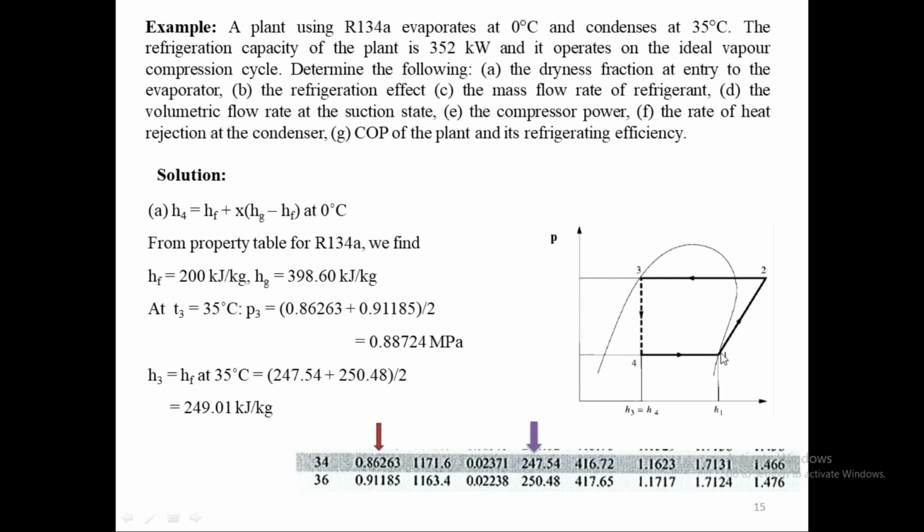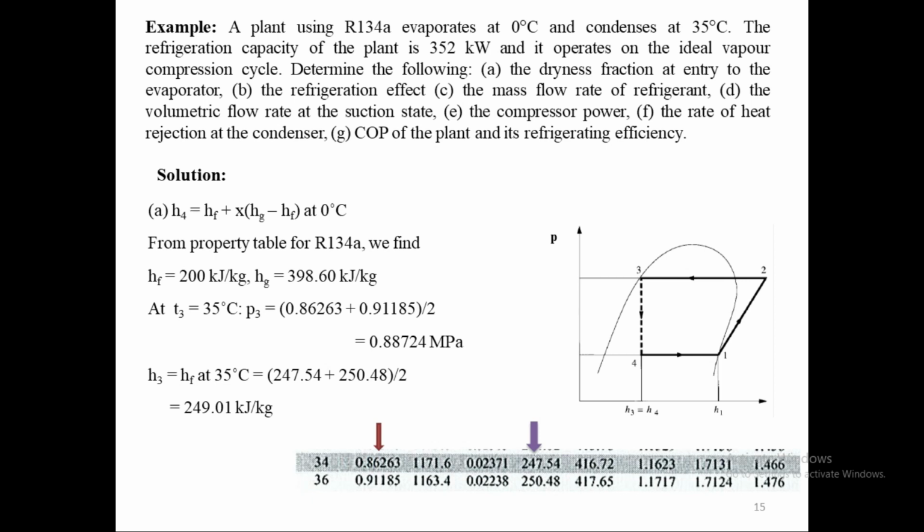The refrigeration effect, so that is this effect, H1 minus H4. The mass flow rate of the refrigerant, because we are already given the refrigeration capacity, 352, so we can figure out the mass flow rate from this: m dot times (H1 minus H4) is equal to 352, that is given, so we can find out m dot. Then the volumetric flow rate at the suction state, the compressor power, the rate of heat rejection at the condenser, and the COP of the plant and its refrigerating efficiency.